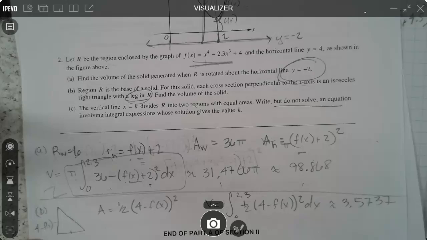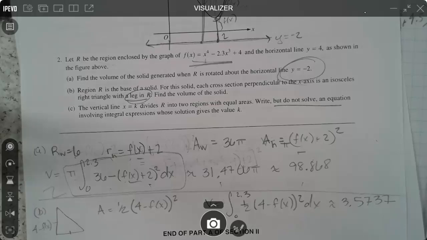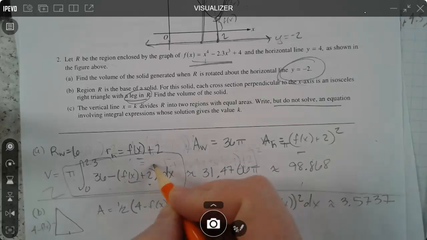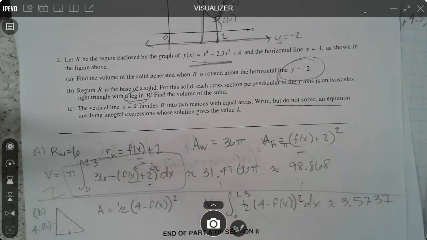If I wrote it down as 36 minus 17x minus 2.3x plus 4 squared plus 4, no, because you have to FOIL that. You can't distribute an exponent when you're adding or subtracting in the parentheses. You can't distribute this. This is not f of x squared plus 4. I'm sure about all this, okay?